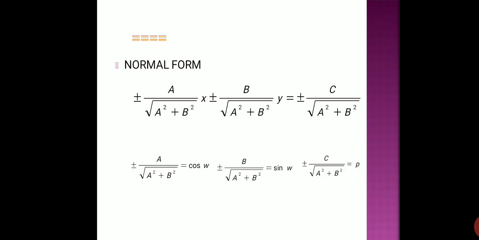The next is the normal form. How do we convert it? You have to divide the whole equation by the square root of a squared plus b squared. Then we have a/√(a²+b²) as cos omega, b/√(a²+b²) as sin omega, and c/√(a²+b²) is equal to p. So it's very easy to convert the equation into the normal form. Just divide the whole equation by the square root of a squared plus b squared.